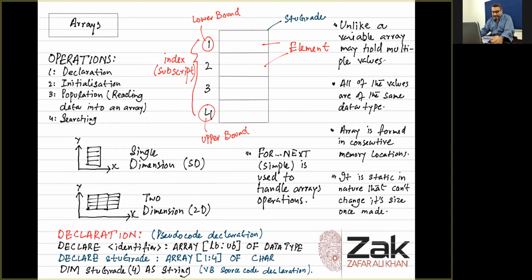Now, declaration of arrays. Declaration is an act, a command to the computer to create any data structure in the computer's memory. So array is a data structure. So let's see how we create it. Now we would have to pay attention to two things.